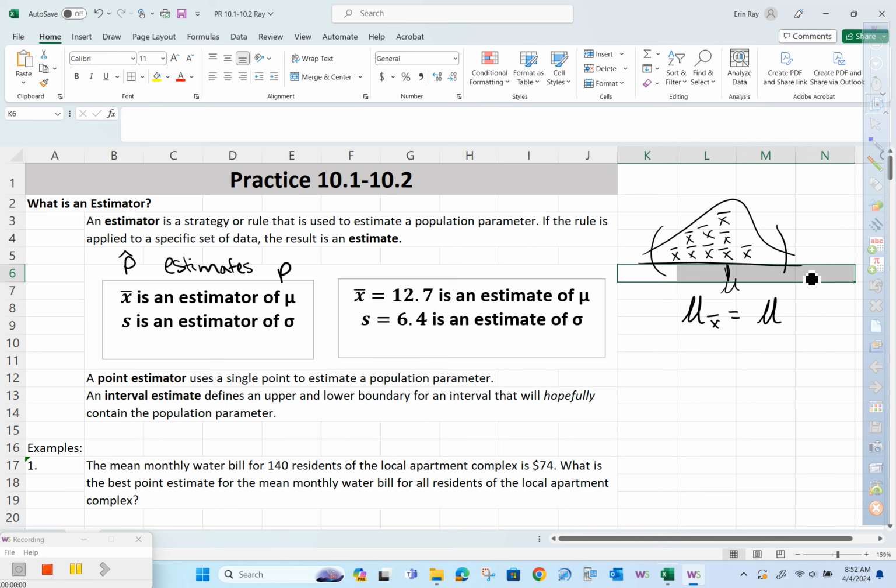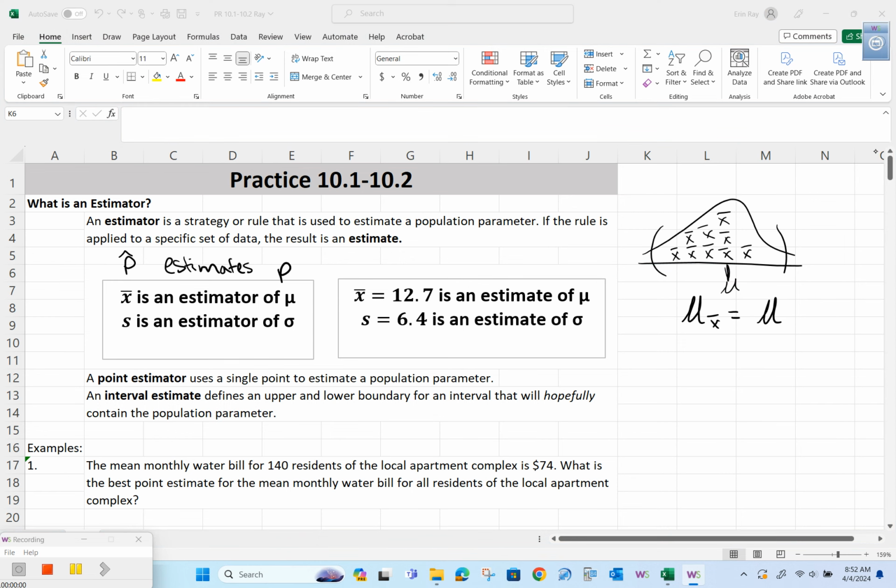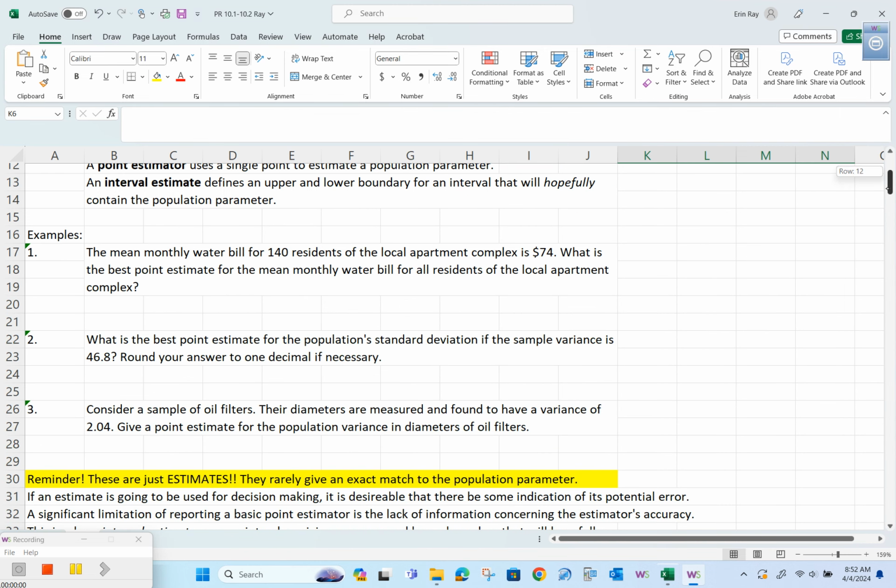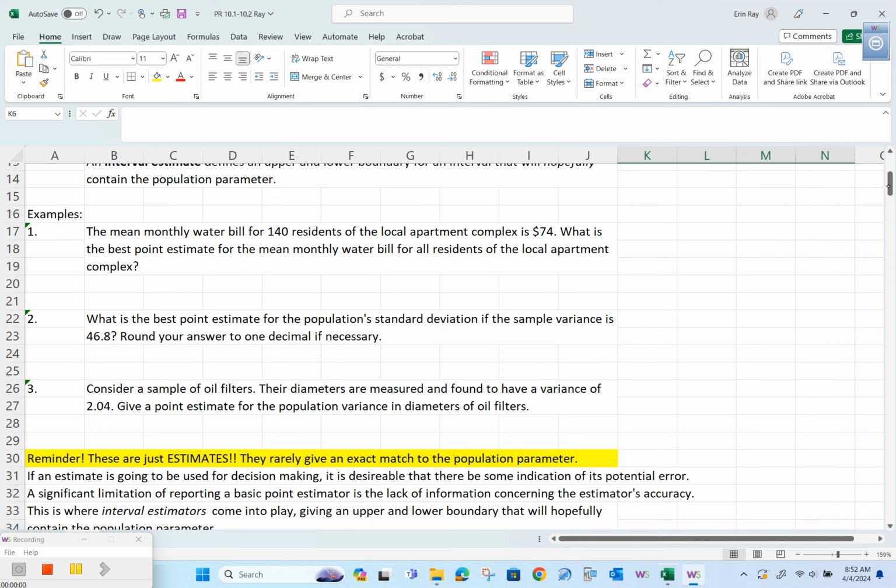Okay, so we'll get into that a little bit more detailed after we just kind of make sure we understand some symbols and some notations as far as it goes with these estimators. So that's what our first three examples look like and what some of your questions on your homework are going to relate to. It says the mean monthly water bill for 140 residents of the local apartment complex is $74.